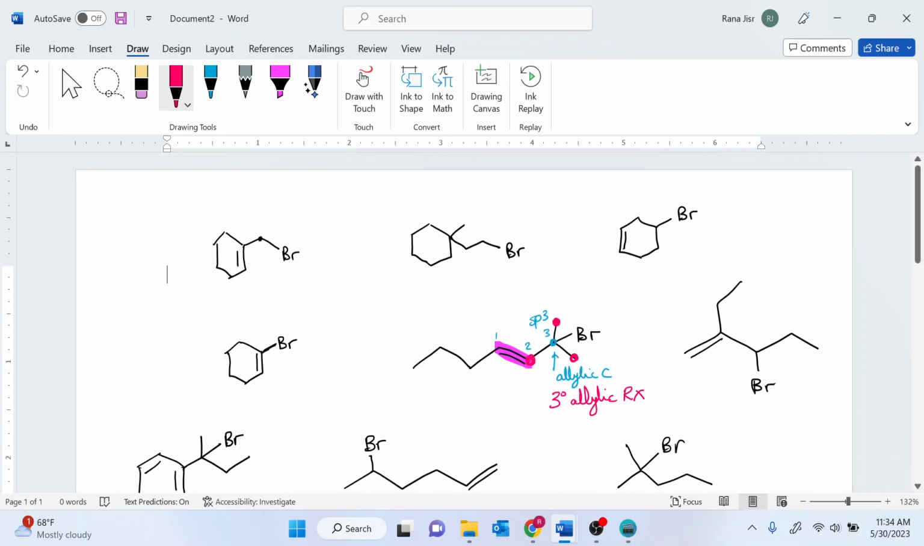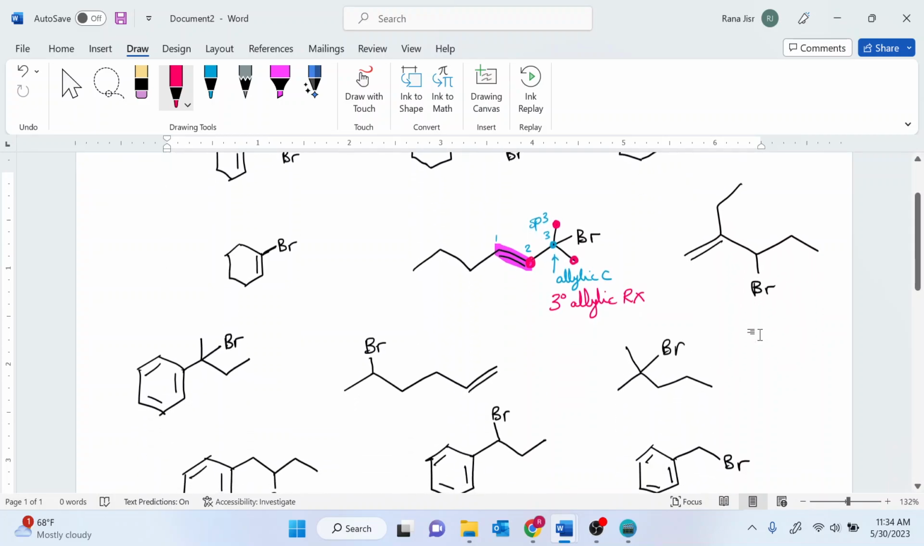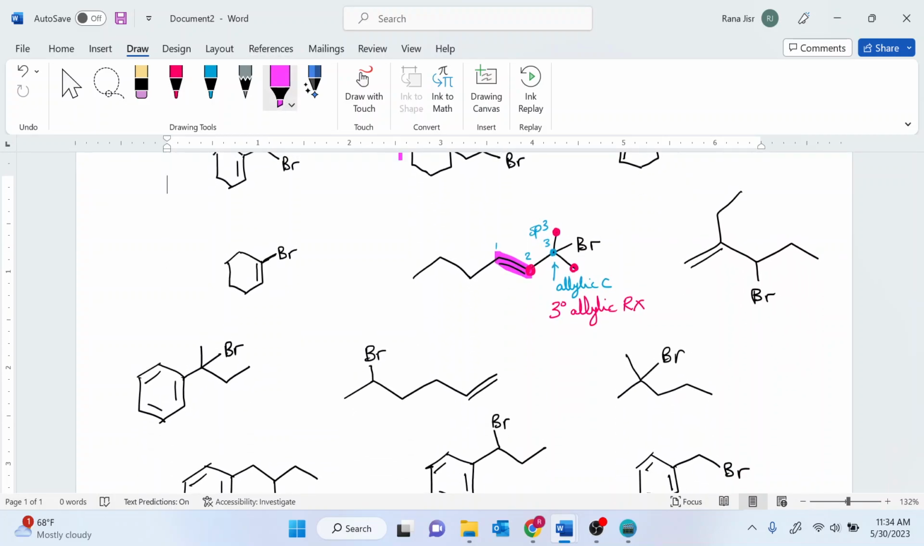Something like this one over here. So this one is again an allylic alkyl halide because this is my double bond over here. And if I want a number, it's going to be 1, 2, and 3. So the alkyl halide is on carbon number 3. This is going to be my allylic sp3 carbon, and the allylic carbon is connected to 2 carbons. It's connected to a carbon here and a carbon there. So this is called a secondary allylic alkyl halide.